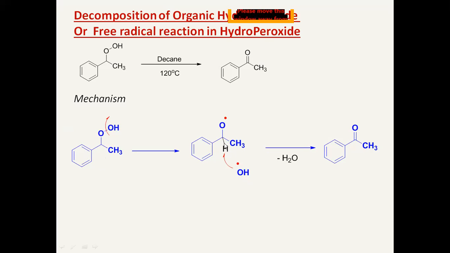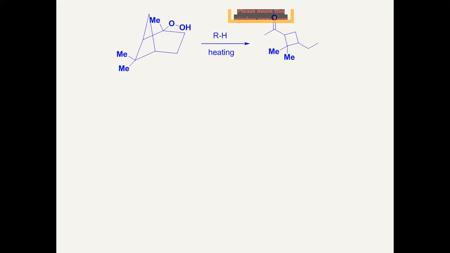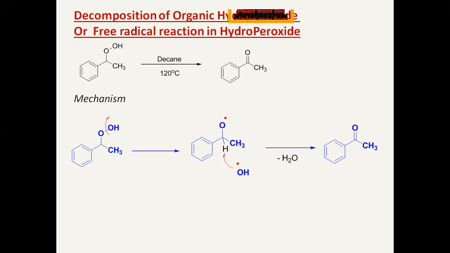And then there is a generation of one radical here. This radical forms a bond, and in this way we can explain how the organic hydroperoxide can be converted into ketones. So let us take one more example. Hope you understand this example. Water loss takes place. Let us go for another example, one more example before you.